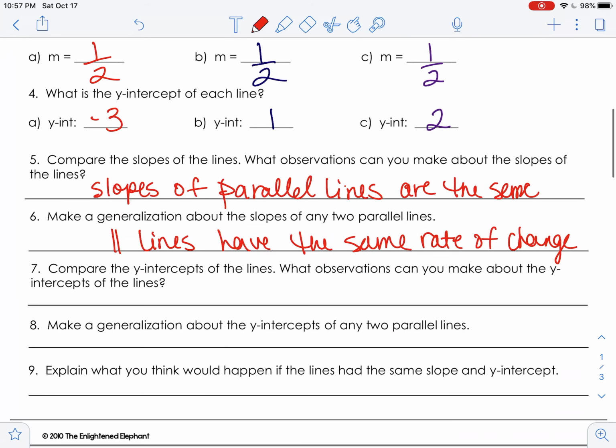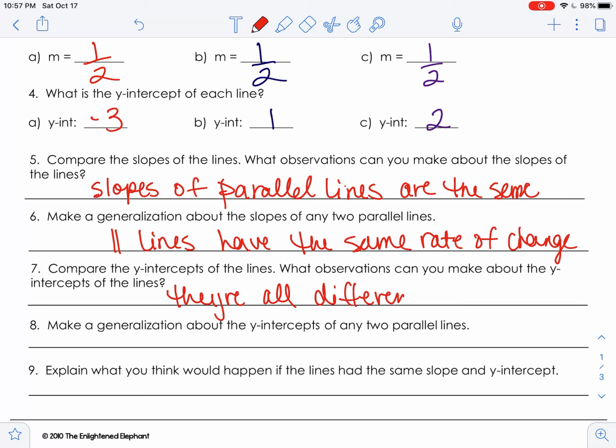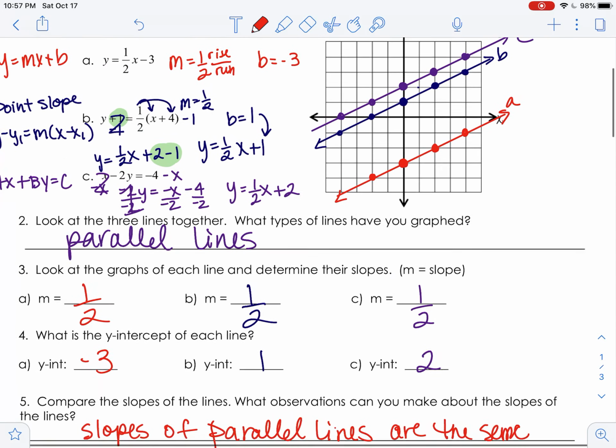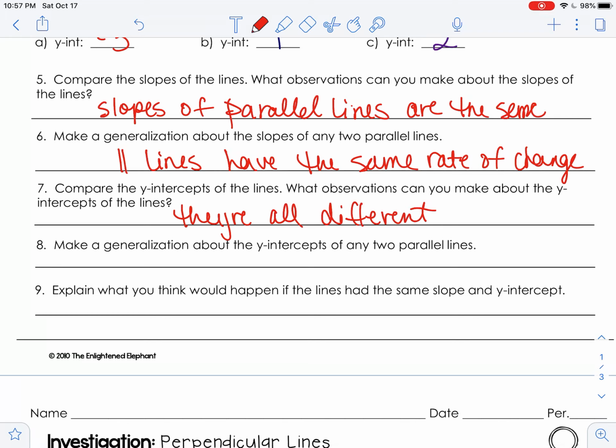Using some different vocabulary. Number 7 says compare the y-intercepts. What observations can you make about the y-intercepts? Well, they're all different. Number 8, make a generalization about the y-intercepts of any 2 parallel lines. Well, think about this. If the y-intercepts were the same and their slopes were the same, then would they really be different lines? So we can say parallel lines have different y-intercepts.